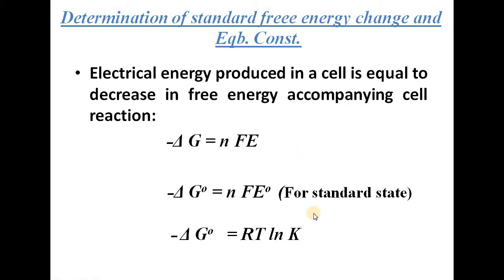And if we talk about the standard state, we can write minus ΔG naught will be equal to nFE naught. Now, the equilibrium constant is related to the standard state free energy change by this relation, where minus ΔG naught is equal to RT ln K. So by knowing the standard EMF of the cell, we can find out the standard free energy change, and from the standard free energy change, we can easily calculate the equilibrium constant.